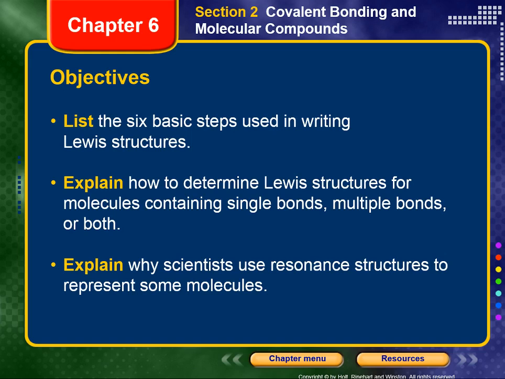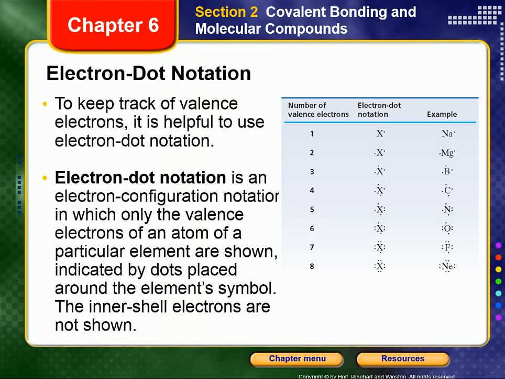At the end of this video, you should be able to list the 6 basic steps used in writing Lewis structures, explain how to determine Lewis structures for molecules containing single bonds, multiple bonds, or both, and explain why scientists use resonance structures to represent some molecules.